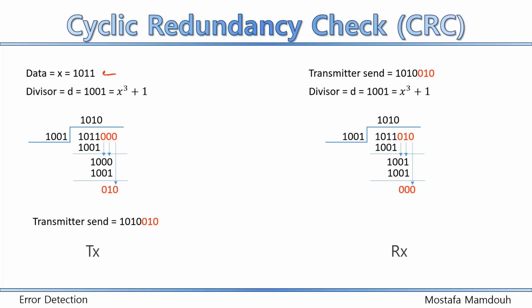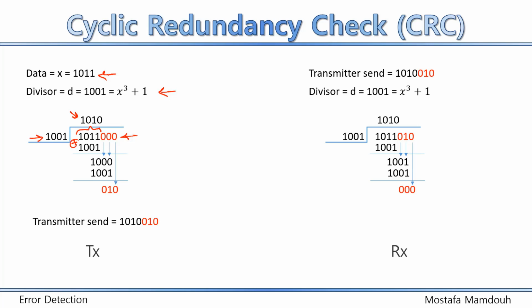Let us assume the data is x equal to 1011, and the divisor is d equal to 1001, which is x cubed plus 1. This is another representation for the divisor. So according to the procedure, we have our data here, and we will add to it 3 zeros, because n here is equal to 3, because the length of the divisor is n plus 1, which is equal to 4, so n is equal to 3 here. And here is our divisor, 1001, and then we will start to make our division. 1 times 1001 will give us 1001. Now we will subtract, but remember the subtraction is the same as the addition is the same as the XOR.